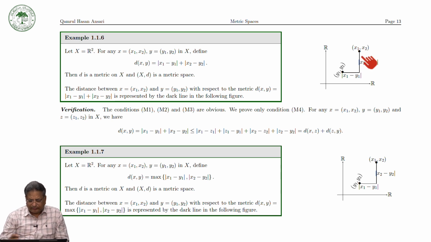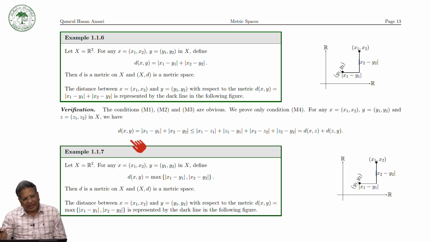And all the properties are very simple. Only for the last one, the triangular inequality, you can see that dxy is equal to this by the definition, and you add and subtract z1 here, and add and subtract z2 here, and then use the property of the mod function. You will see that dxy is less than or equal to dxz plus dzy. So d is a metric on R2.